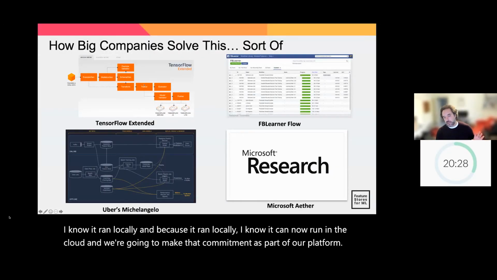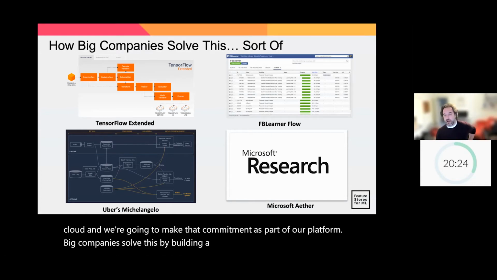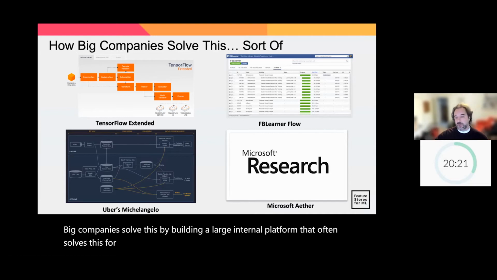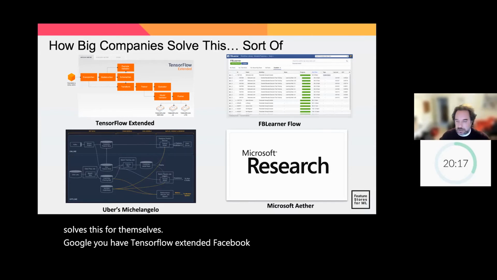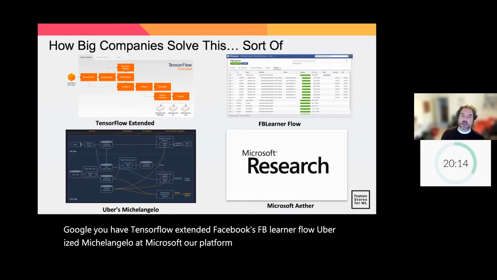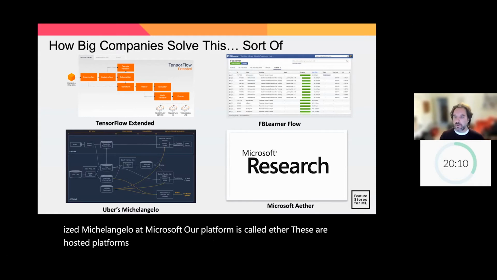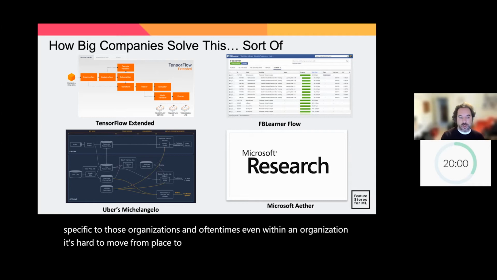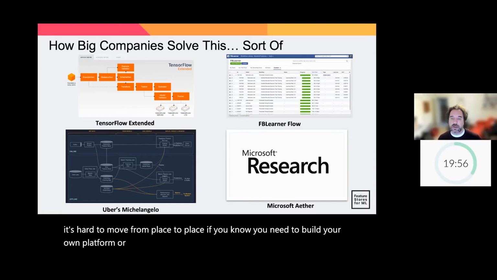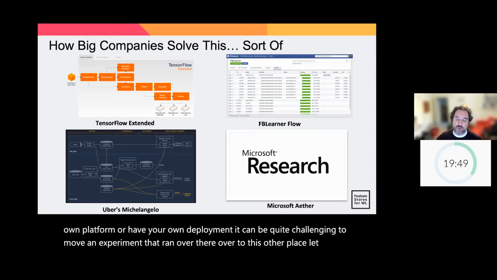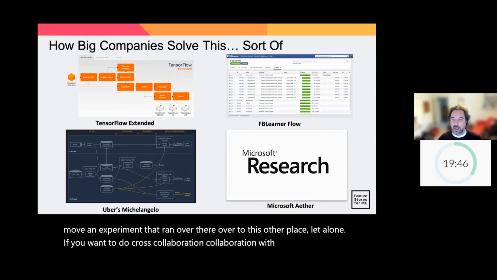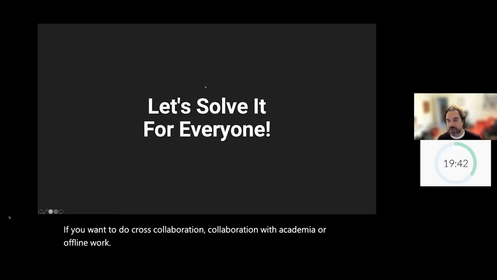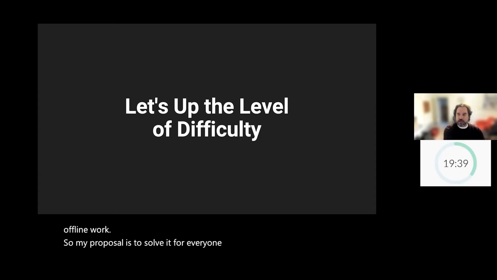Big companies solve this by building a large internal platform that often solves this for themselves. At Google, you have TensorFlow Extended. Facebook has FB Learner Flow. Uber has Michelangelo. At Microsoft, our platform is called Ether. These are hosted platforms with very rich developer environments, but they're very specific to those organizations. And oftentimes, even within an organization, it's hard to move from place to place. If you need to build your own platform or have your own deployment, it can be quite challenging to move an experiment that ran over there over to this other place, let alone if you want to do cross collaboration with academia, or offline work. So my proposal is to solve it for everyone, but I don't like doing things easy. Let's make it even harder, right?